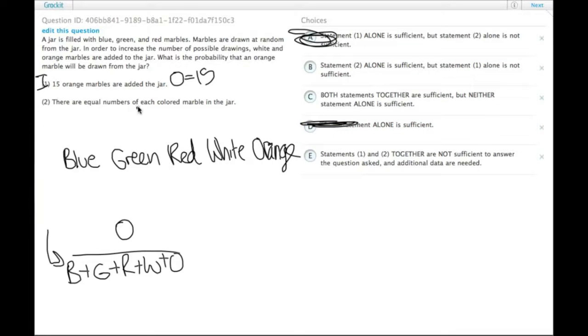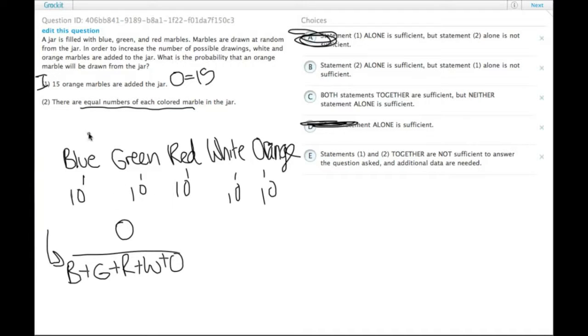Statement 2 tells us there are equal numbers of each colored marble in the jar. And at first glance, this sounds like it wouldn't be enough because we don't have any numbers. The key here, though, is that it says there are equal numbers of each colored marble in the jar. If you have 1 of each, your chance of getting orange will be 1 in 5. If you have 10 of each, again, because there's always equal numbers, your chance is still 1 in 5. It's 10 out of 50.